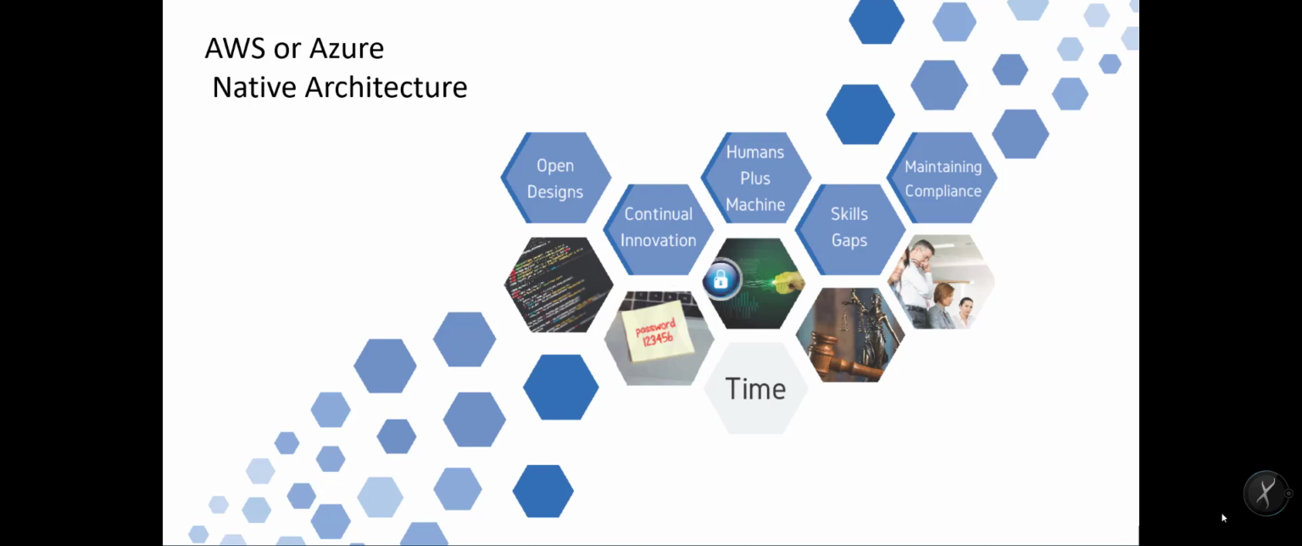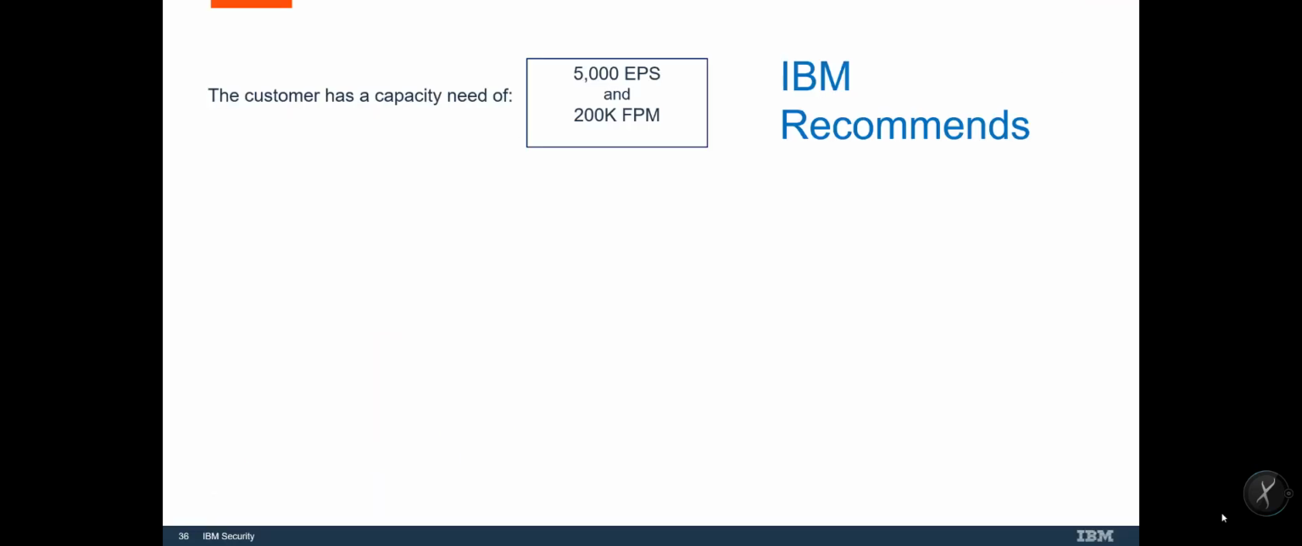That was a lot of conceptual stuff. So let's say you want to hang a relatively small QRadar. 5,000 EPS, 200,000 flows, right? A relatively small, medium-sized enterprise, right? This isn't a small business thing.